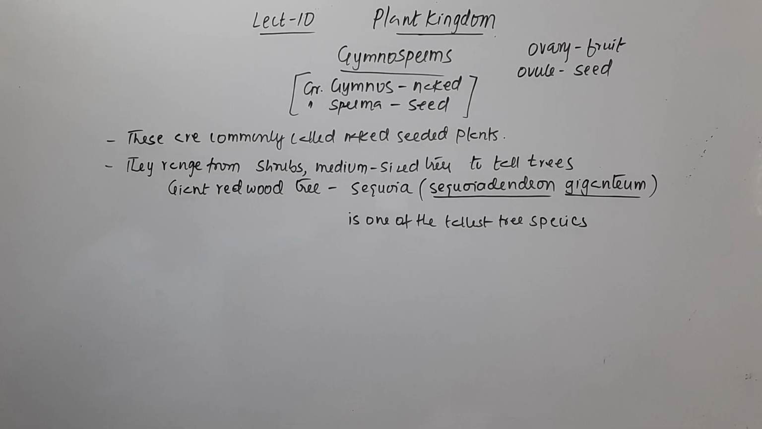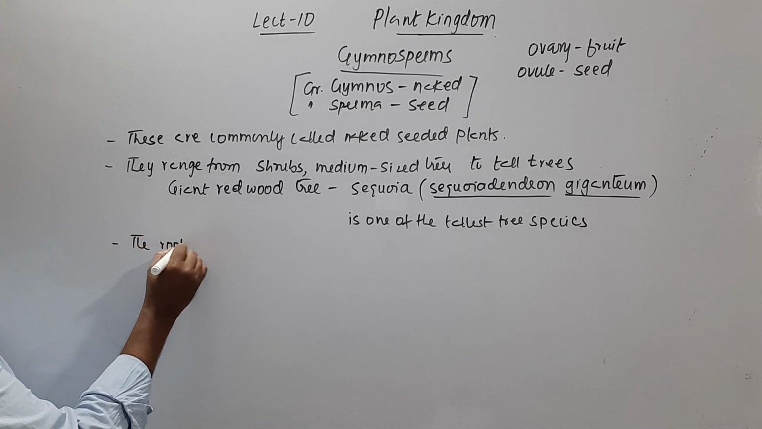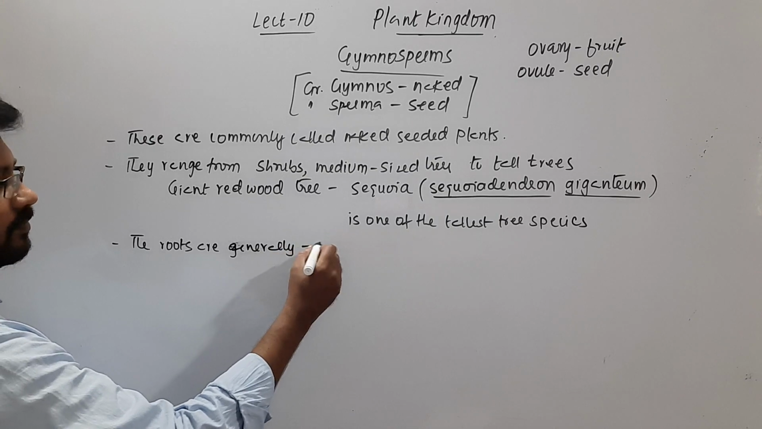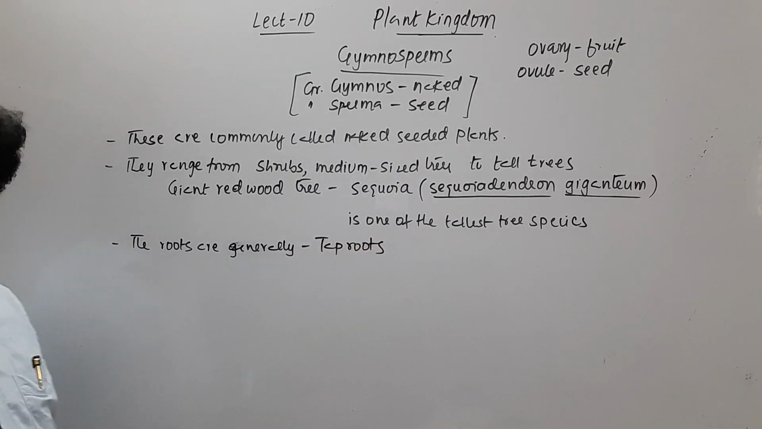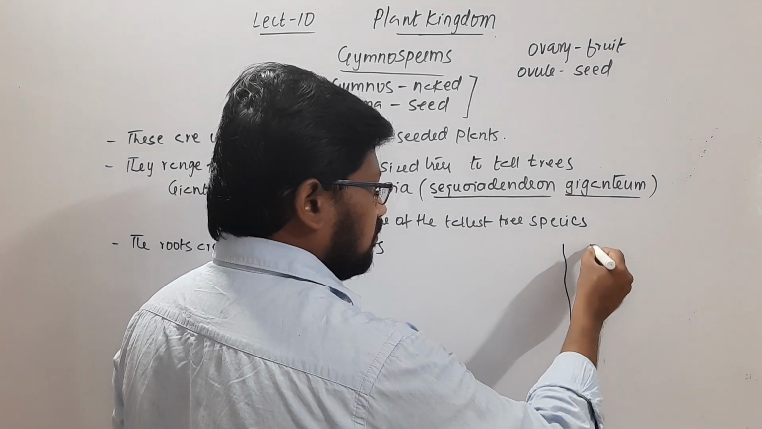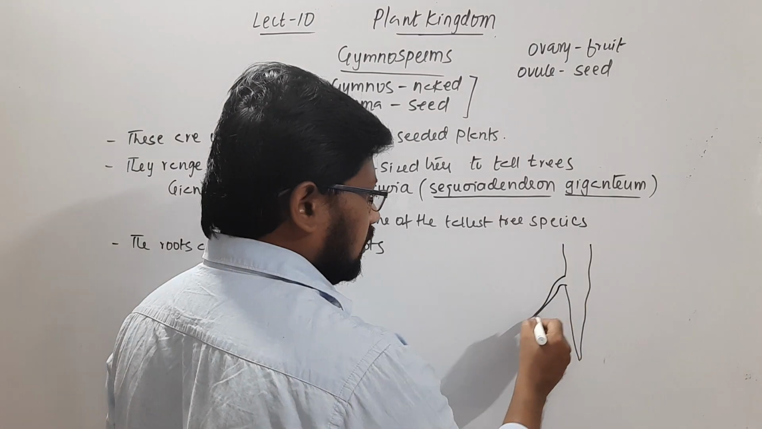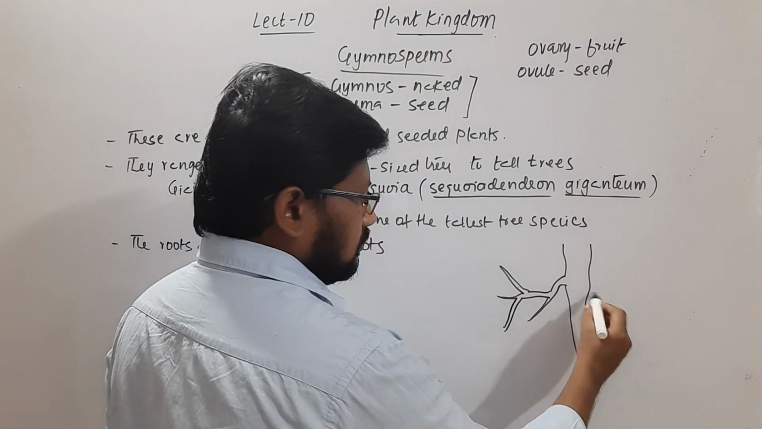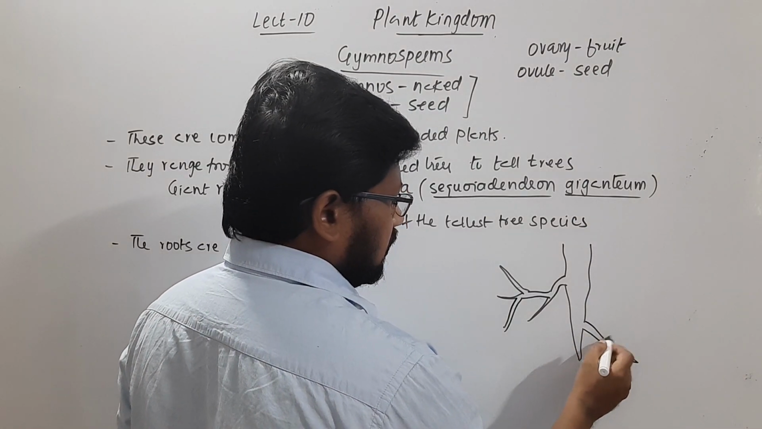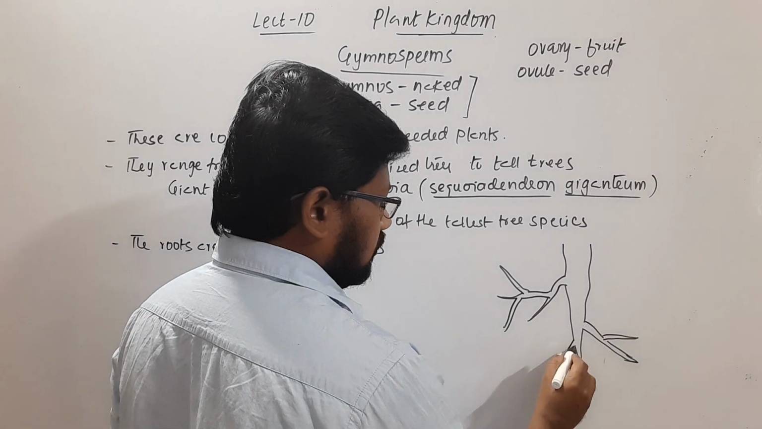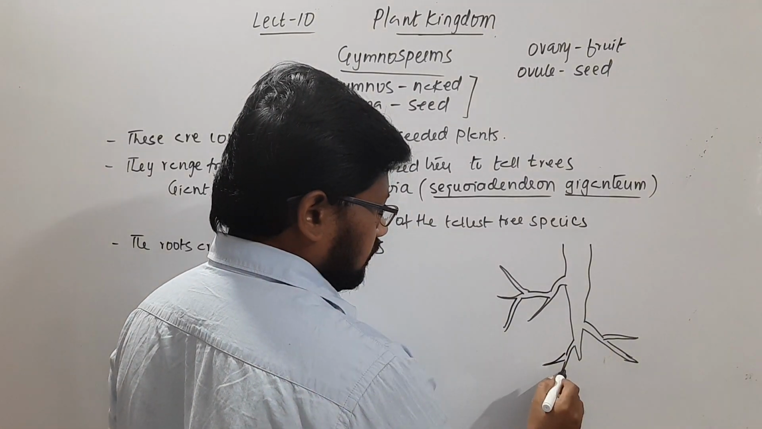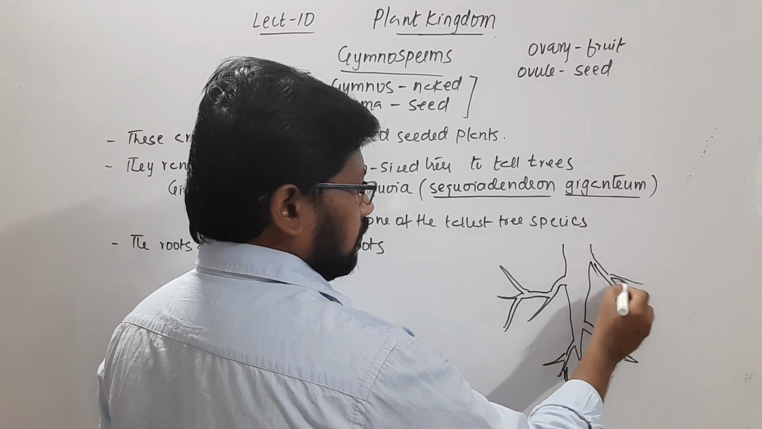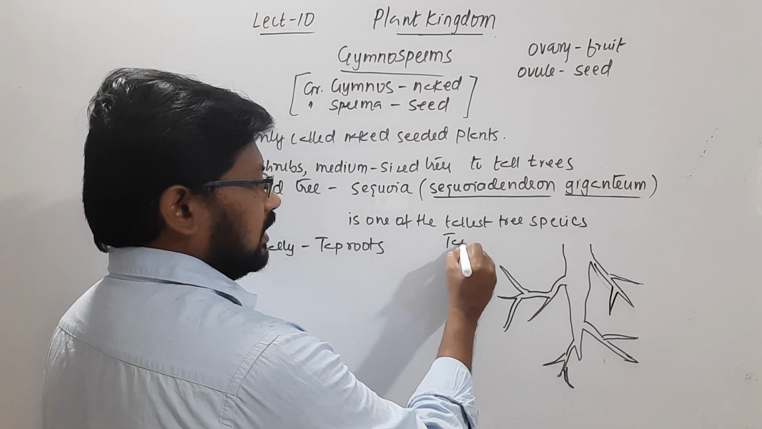Then the roots are generally tap roots. The tap roots will be seen with one main axis, and from there you will see a lot of branches. So this is how a tap root looks like.